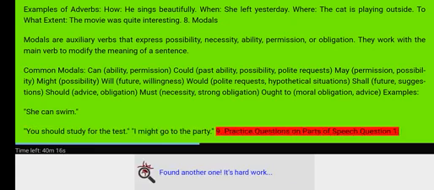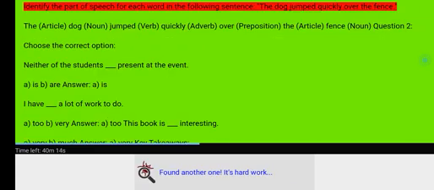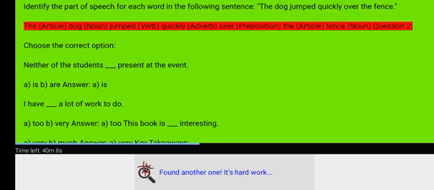9. Practice questions on parts of speech. Question 1. Identify the part of speech for each word in the following sentence. The dog jumped quickly over the fence. The, article; dog, noun; jumped, verb; quickly, adverb; over, preposition; the, article; fence, noun.